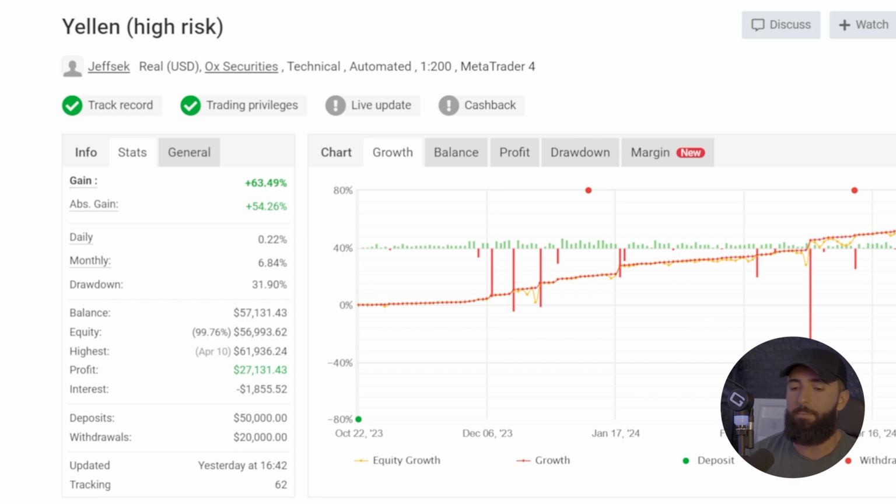Now, this account was made back on October 22nd of 2023, and today's current date is June 2nd of 2024. So it hasn't been a year yet, and the account has already done 63%, 63.49% to be exact. The daily change is 0.22%. The monthly average is 6.84%, and the max unrealized drawdown that has occurred was 31%. Not sure what happened there, but that is far higher than what is typically on the accounts. But again, these drawdowns are unrealized, so they never reflected in the actual account balance, just in the equity curve.